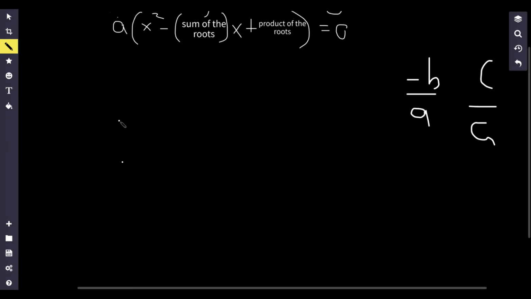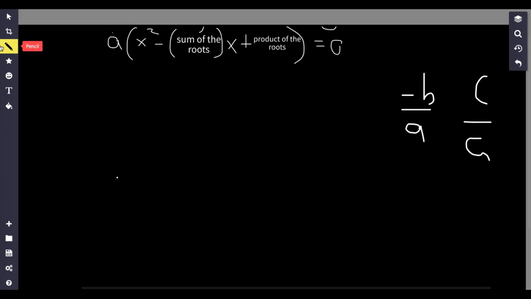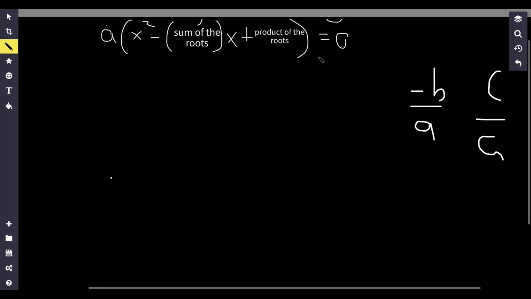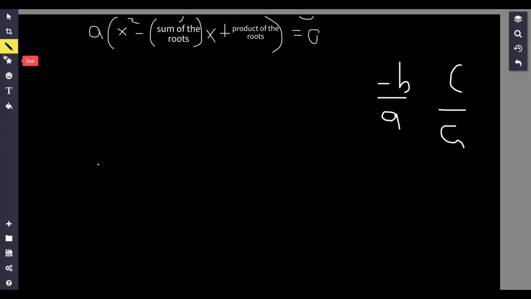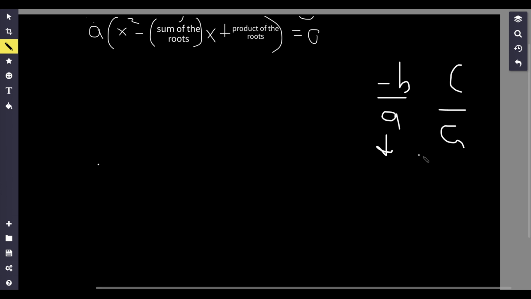The last proof I want to do is this formula. I want to show you why a in parentheses, x squared minus the sum of the roots times x plus the product of the roots, is equal to 0. To do this problem, I'm actually going to be using these two formulas. We know that the sum of the roots is equal to negative b over a, and the product of the roots is equal to c over a.